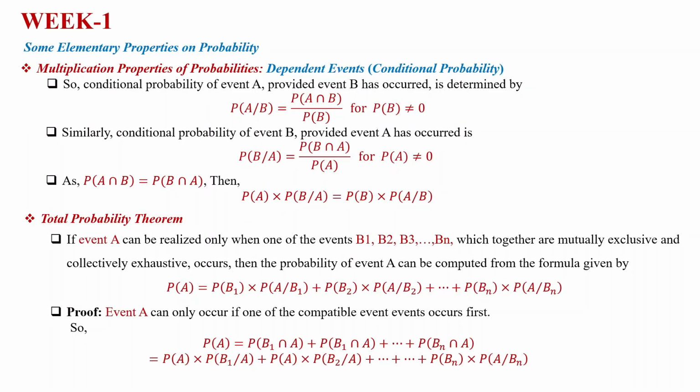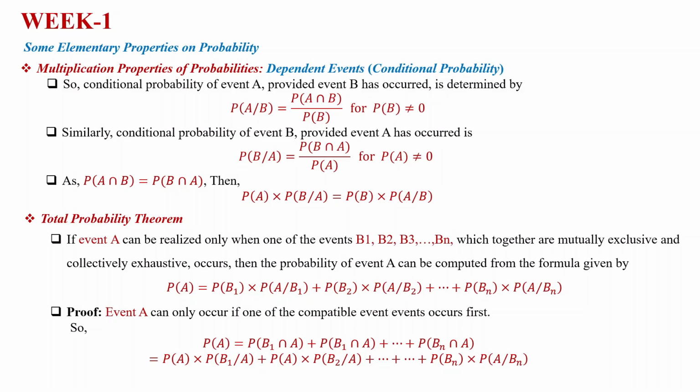So, what is the total probability theorem? If event A can only be realized when one of the events B1, B2, B3, ..., Bn, which together are mutually exclusive and collectively exhaustive, occurs, then the probability of event A can be computed using the given formula: P(A) equals P(B1) multiplied by P(A given B1), plus P(B2) multiplied by P(A given B2), and so on up to n.